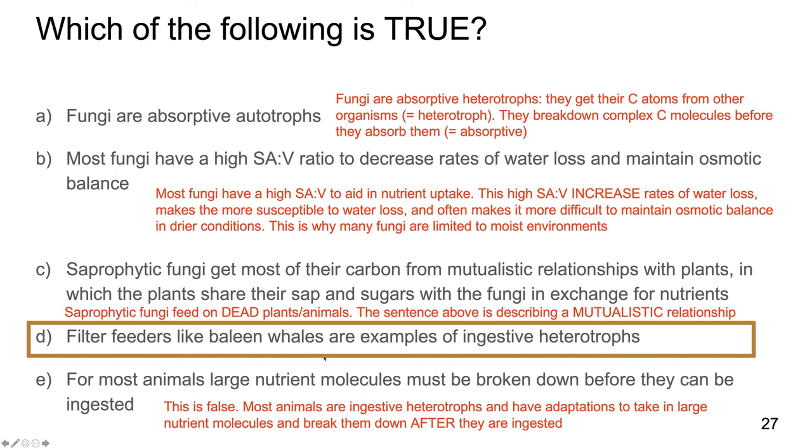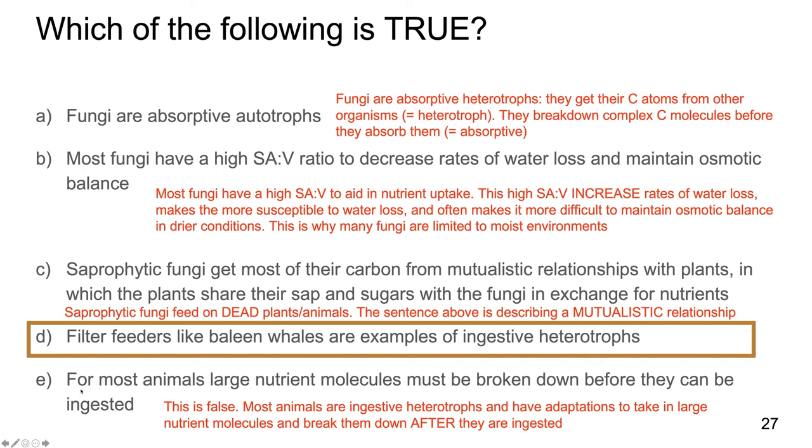For most animals, large nutrient molecules must be broken down before they can be ingested, okay? So this is false. You can ingest lots of large nutrient molecules without really breaking them down. You need to chew the food, but you're not really breaking down those large nutrient molecules yet, okay? So this is a false statement. It's digestion where those large nutrient molecules are typically being broken down, not ingestion.